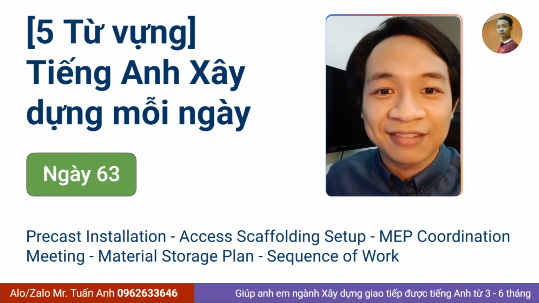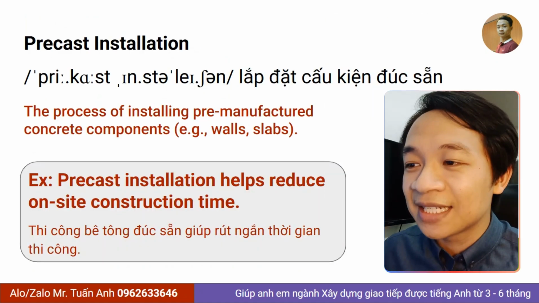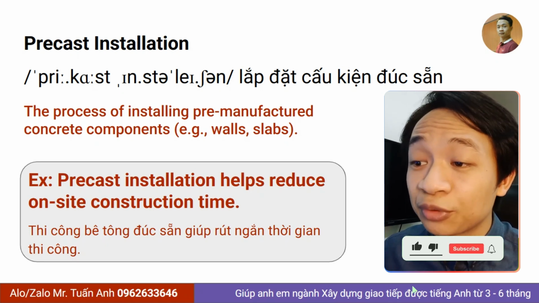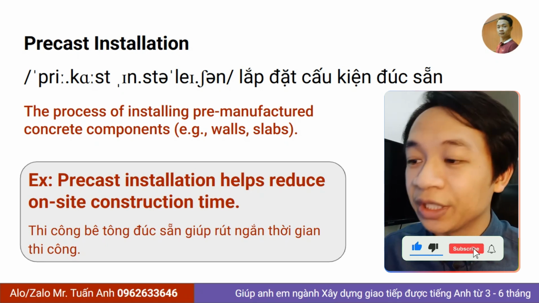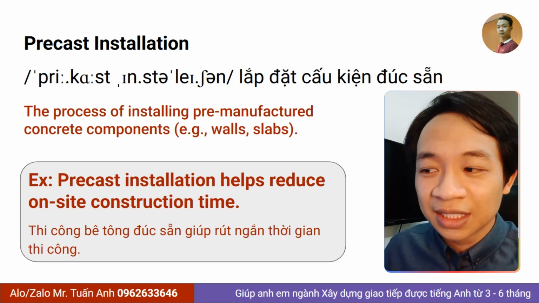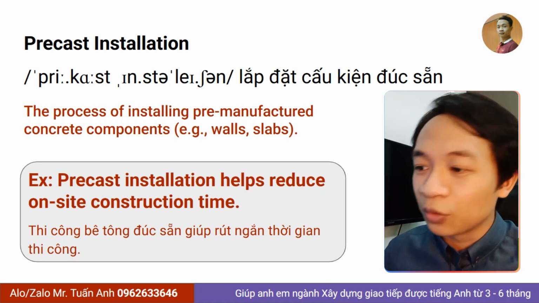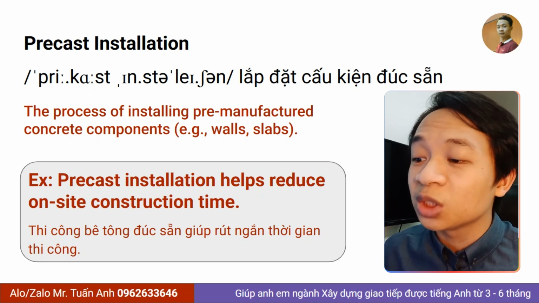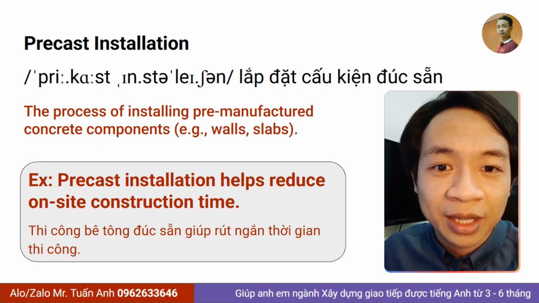Okay, let's dive in. Precast installation: the process of installing pre-manufactured concrete components, for example, walls and slabs. For example, precast installation helps reduce on-site construction time.